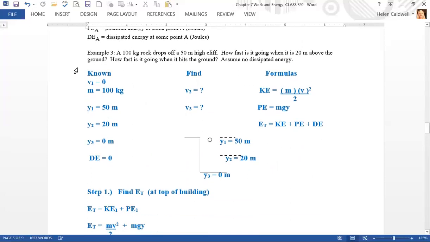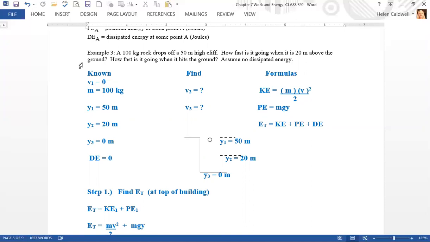So let's look at an example. We've got a 100-kilogram rock. We're going to drop it off a 50-foot high cliff. How fast is it going when it is 20 meters above the ground? How fast is it going when it hits the ground? And we will assume no dissipated energy, no lost energy.